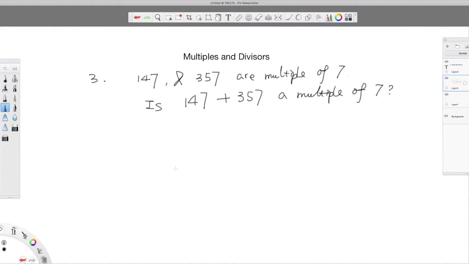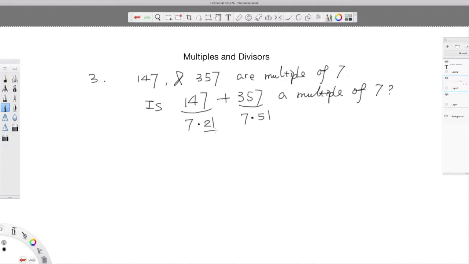Well, in here, you really should think about the definition of a multiple of 7. A multiple of 7 means that it's 7 times something, right? So the fact this 147 is a multiple of 7 means it's 7 times something. In fact, here is 21, right? And 357 is a multiple of 7. And 357 can be written as 7 times 51.